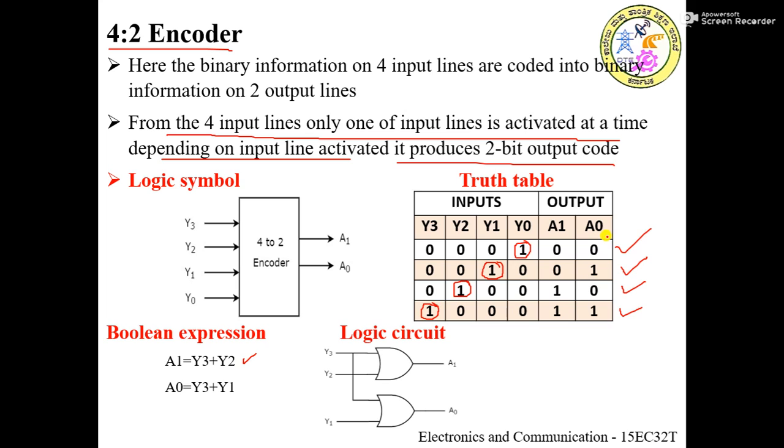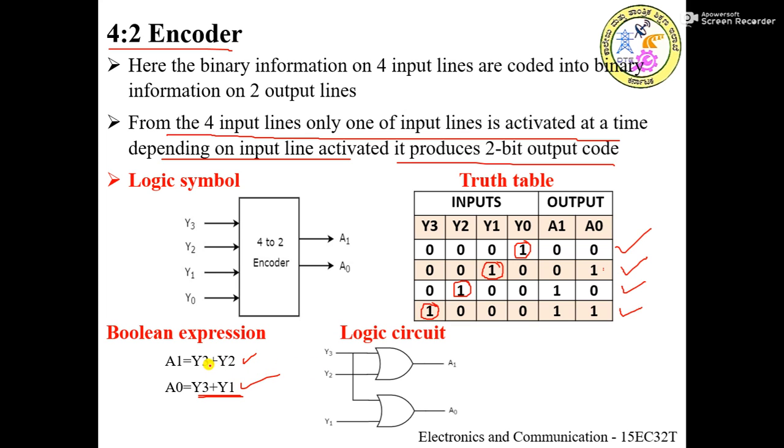Similarly for A0. A0 is 1 whenever Y1 is 1 or Y3 is 1. OR means Y3 plus Y1. So these are the two simple logic expressions.